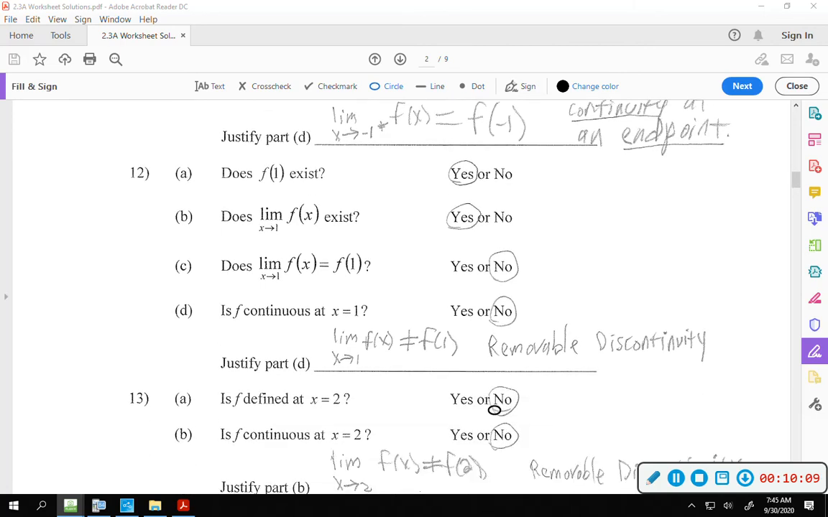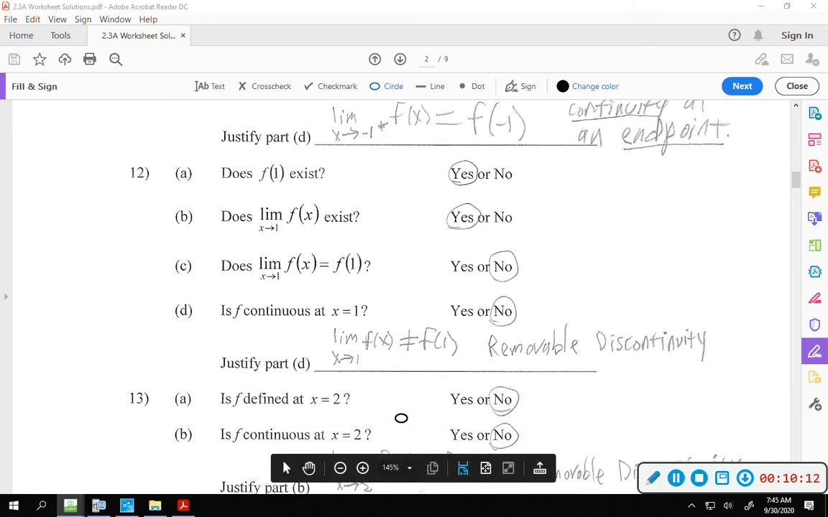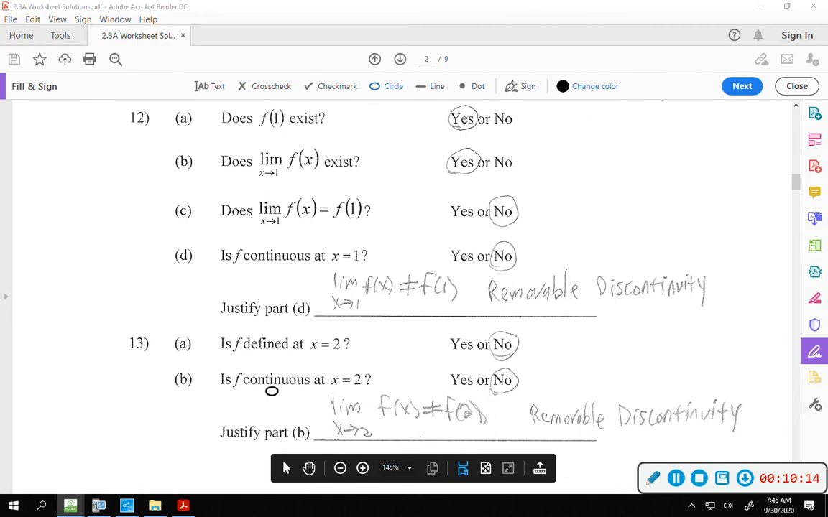13. Is f defined at, oops, here it is. So the limit as x approaches 2 of f(x) does not equal f(2). That's what I meant to say. We have a removable discontinuity. Yes, the limit exists, but the limit does not equal the value of the function because the function is not defined at 2. So we have a removable discontinuity.